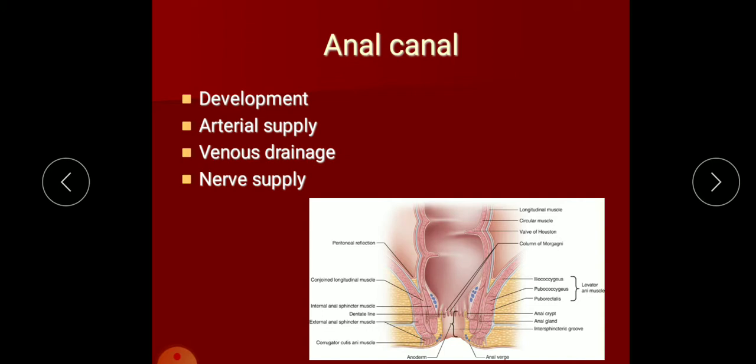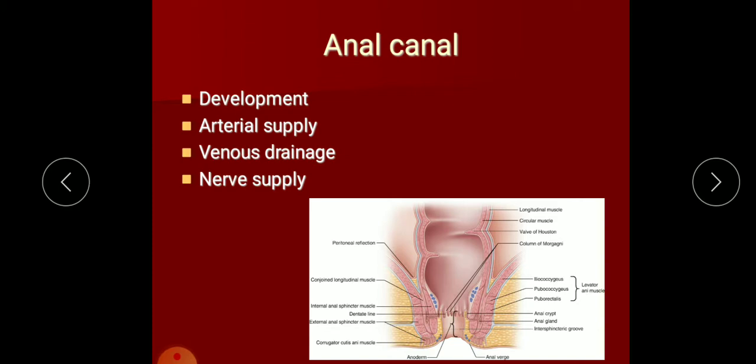Below, it is the inferior rectal artery. Venous drainage above is by the superior rectal vein, which finally drains into the portal system. That is important. Below, it is by the systemic veins, the inferior rectal vein, which finally drains into the systemic veins.